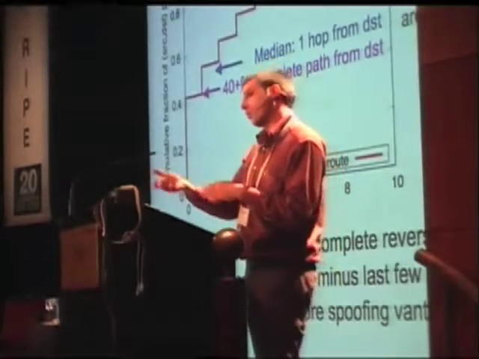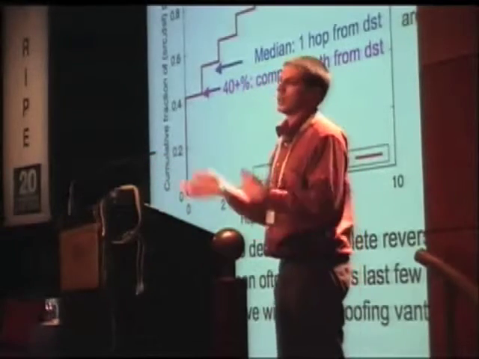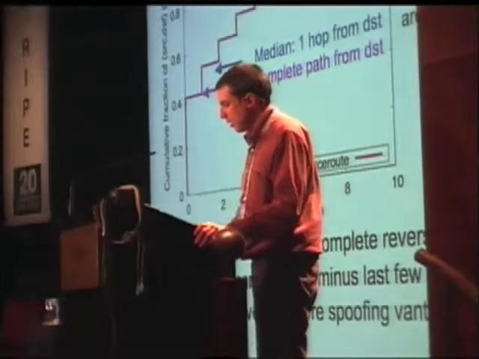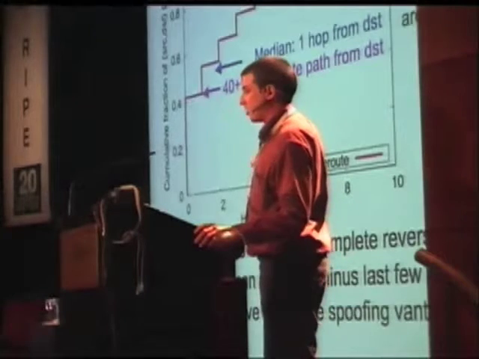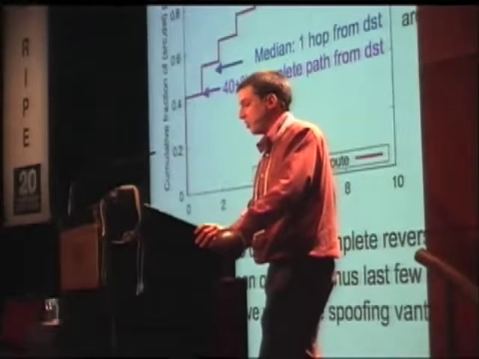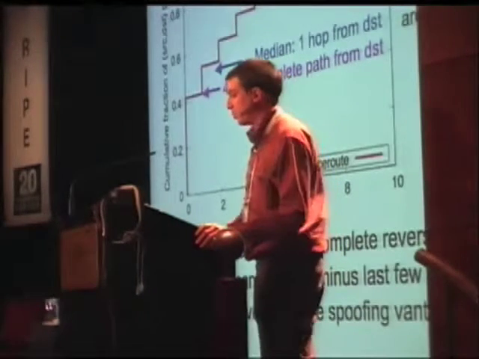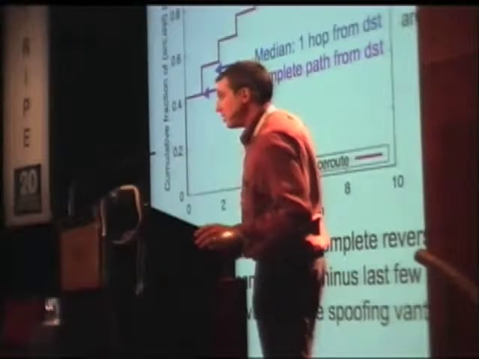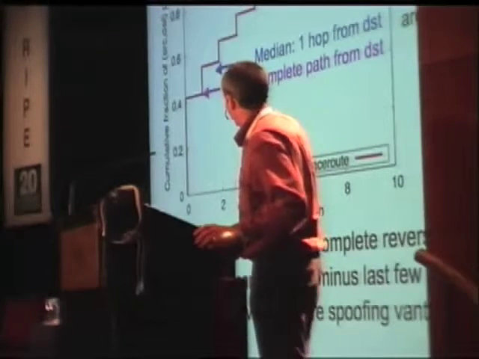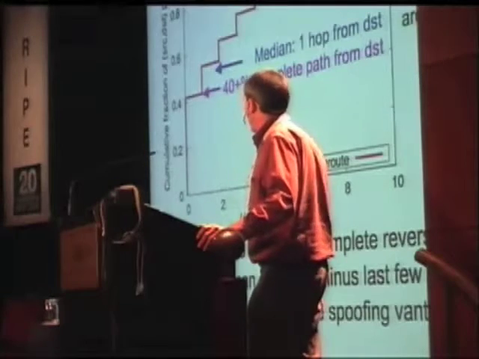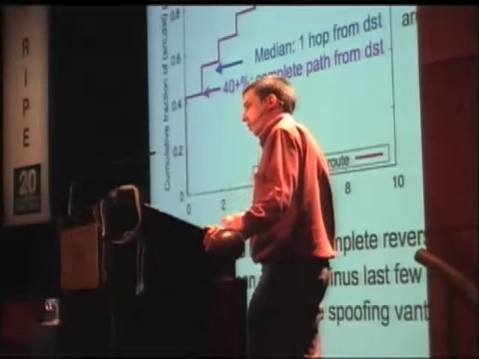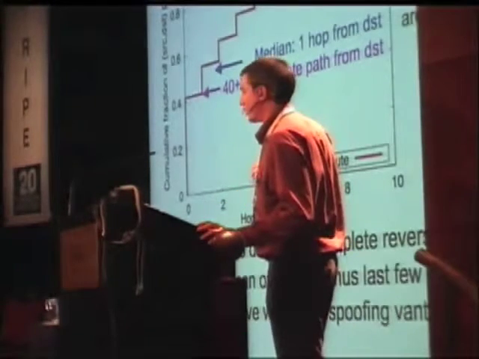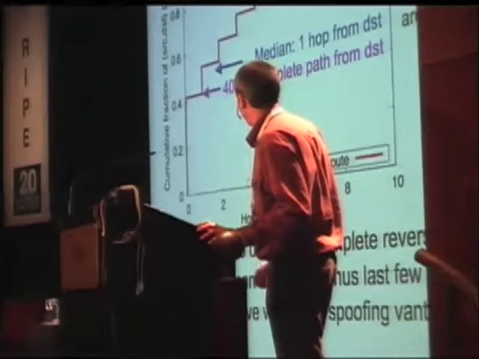If that doesn't work, we'll assume the last 2 are symmetric, and so on until we can get a complete path the rest of the way. So the metric captured in this graph is the number of hops that we have to assume are symmetric in order to calculate the complete reverse path. On the x-axis, we have the number of hops that we assume are symmetric. It's a CDF, so the y-axis is the cumulative fraction of source-destination pairs. And the easiest way to explain it is just to point out the highlighted points that I have there.